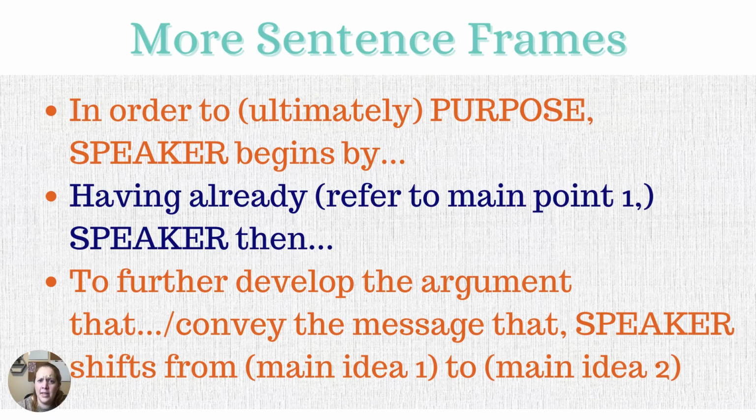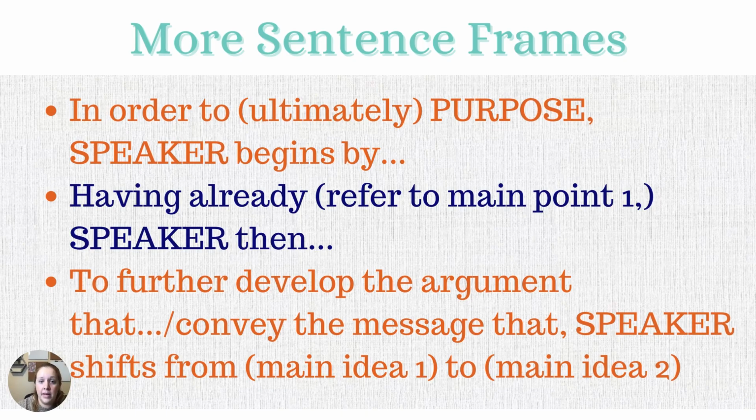They sort of function in the same way. They're just a little bit more detailed. And so if you've never used sentence frames like this, the way that I typically do it is I put certain words in all caps. You can see PURPOSE and SPEAKER are in all caps. And that's because I want students to plug in the specific information from the passage.